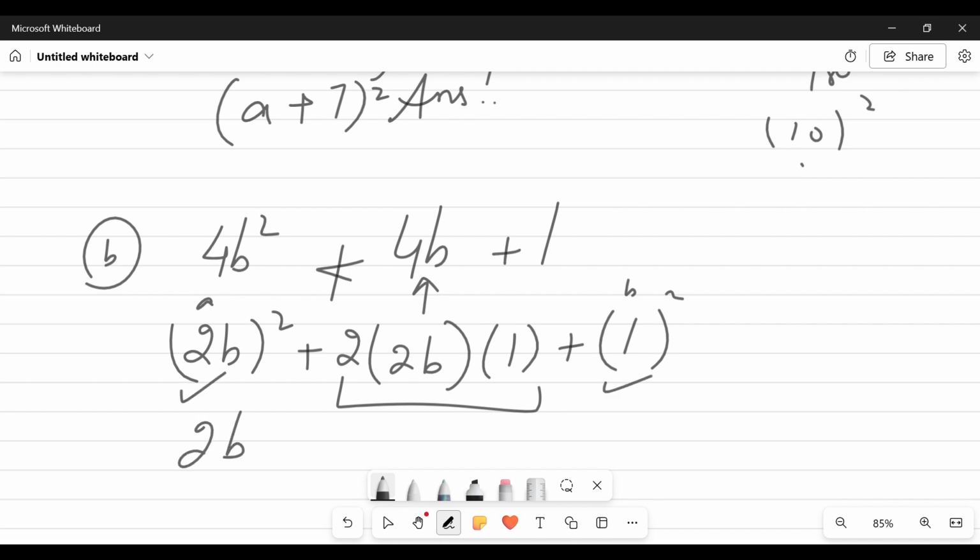So 2b. Now you need to close this into (a plus b). So a is basically 2b here, plus what is b? b is 1. And then in the bracket, it says (a plus b) the whole square. So (a plus b) the whole square means (2b plus 1) the whole square is the answer.